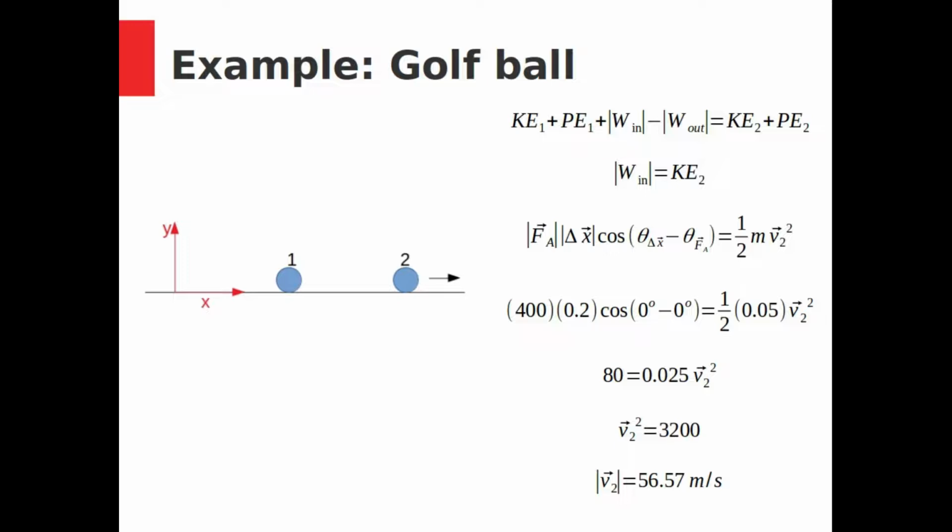In this case, the ball has no energy at the beginning, so KE1 and PE1 are both 0. But the club does do work on it. By contrast, there is no opposing force to sap energy away from the ball, so work out is 0. And the ball does not change height over the course of the swing, so PE2 is equal to 0. We are left with work in equals KE2. And from here on out, it is an easy calculation to show that the final velocity of the ball is 56.57 meters per second.